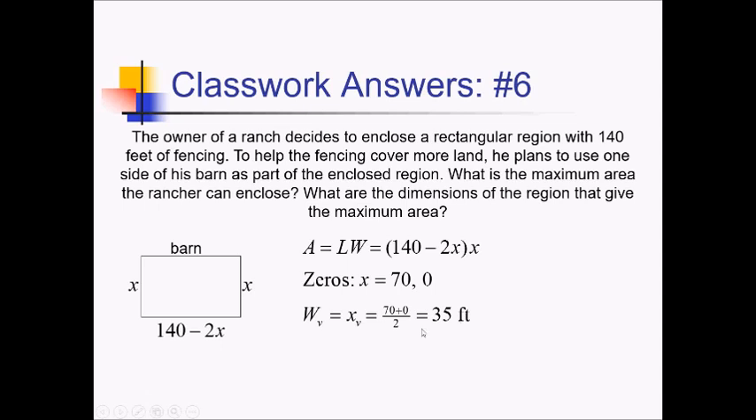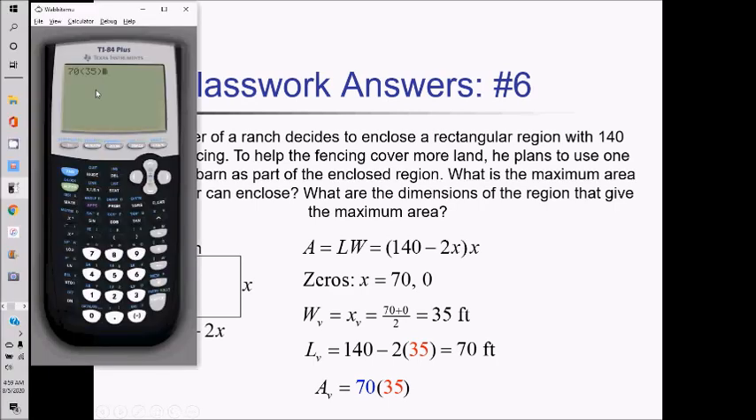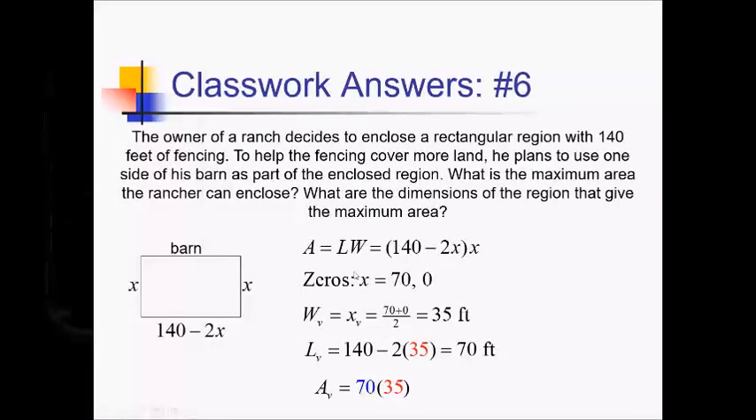Now let me also find the length. I need both dimensions. Length is going to be 140 minus 2 times the 35 that we just found for x. So that's 140 minus 70, which is also 70 feet. And now to find the area, I take my length of 70 times my width of 35, multiply those together, and let me do that on the calculator. I end up with 2,450, and that is in units of square feet.